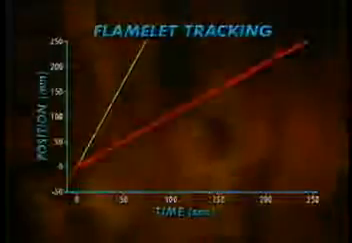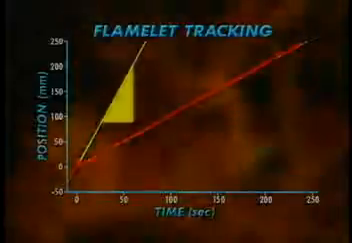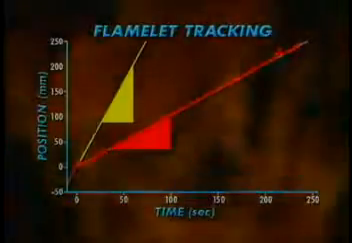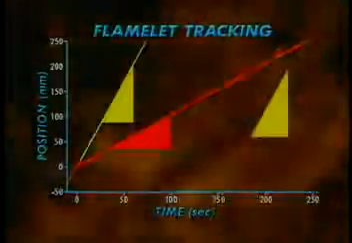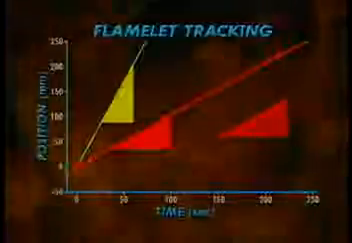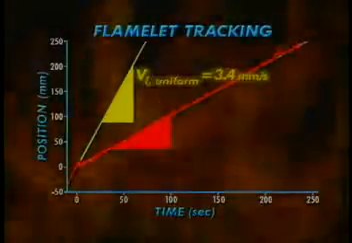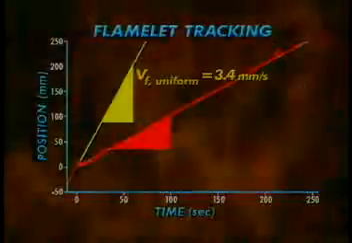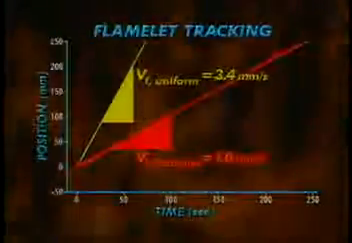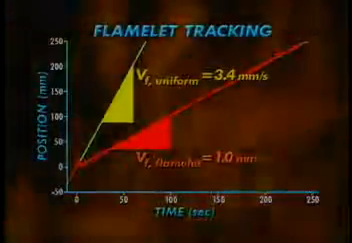That's a great question, Jennifer. The steepness or slope of the line tells us the spread rate or the velocity of the flame. So let me see if I get this. As the slope of the line decreases, then the spread rate or velocity decreases. That's correct. For this particular test run, the velocity of the uniform flame was calculated to be 3.4 millimeters per second, and the velocity of the flamelets was calculated to be 1.0 millimeters per second.